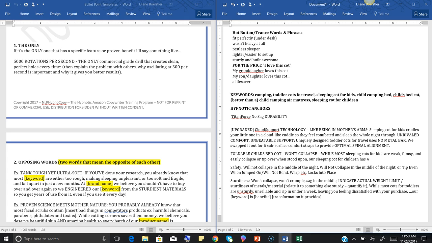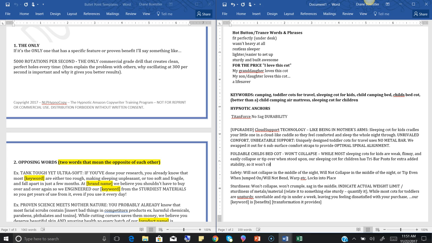Has, let's say the corner has three different tri-bar posts for extra added stability so it won't collapse or tip over, even if your child tosses and turns all night, right? Okay, so let's say it has six tri-bar posts. So there's bullet point number 2. Look at that, you've written 2 now.